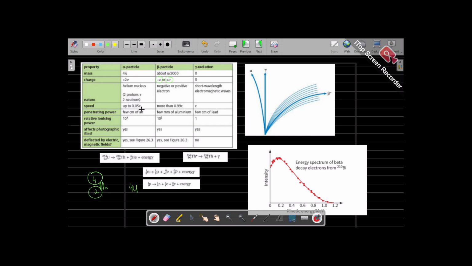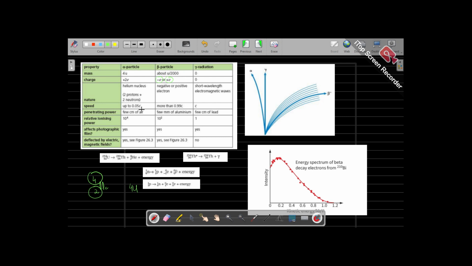जहाँ alpha can be brought to rest with a thin piece of paper, beta can not only penetrate through a thin piece of paper, it requires a certain millimeters of aluminium to bring a beta particle to rest. And air में to it can penetrate through a certain centimeters. When it comes to gamma radiations, इनका तो charge भी नहीं है and mass भी नहीं है.